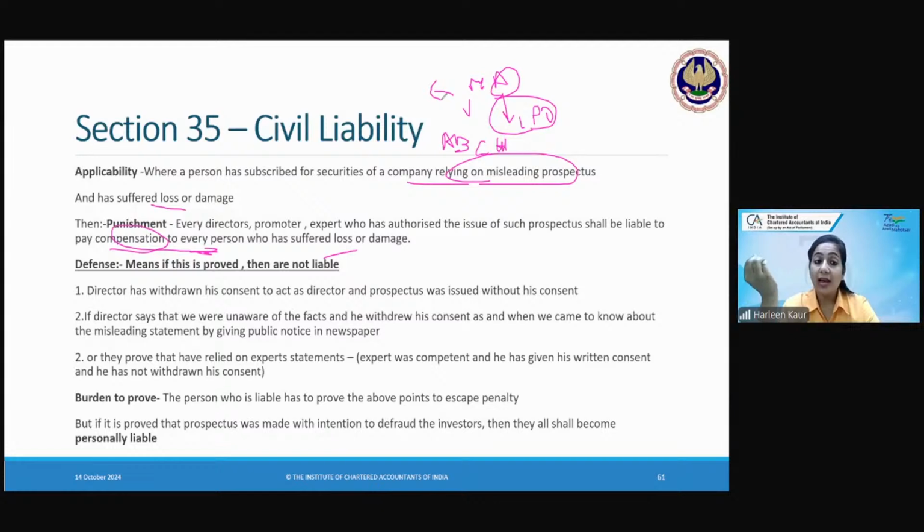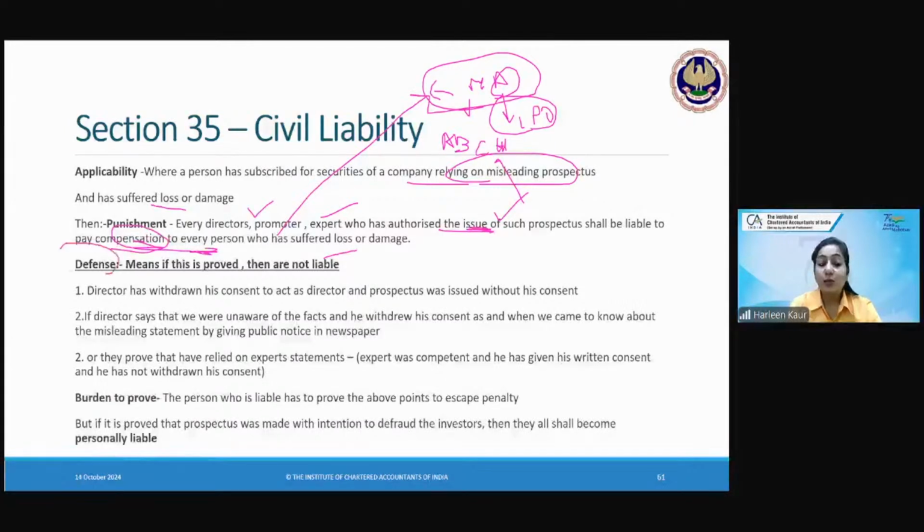Now, what is applicable? Section 35 says punishment will be given to all the directors, promoters, experts, and all the people who authorize the issue of the prospectus, meaning all the persons who were involved in such prospectus of ABC Limited. They will be punished. They will pay compensation to Mr. A.